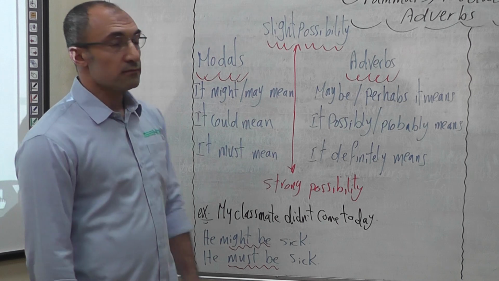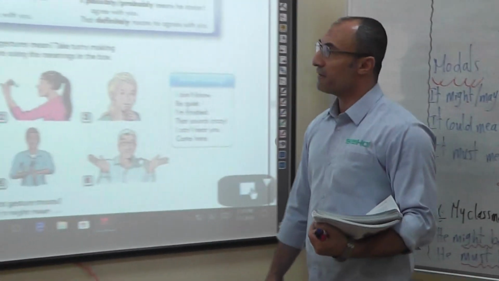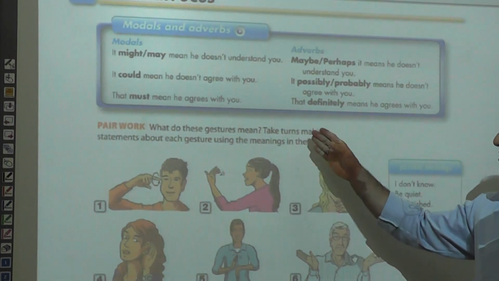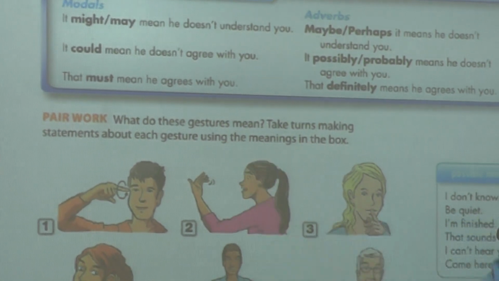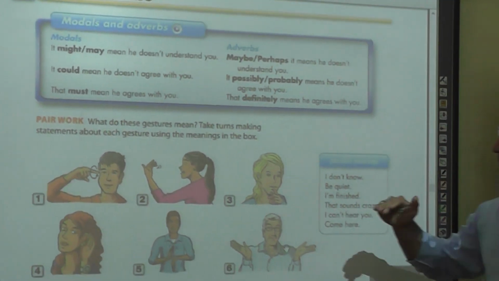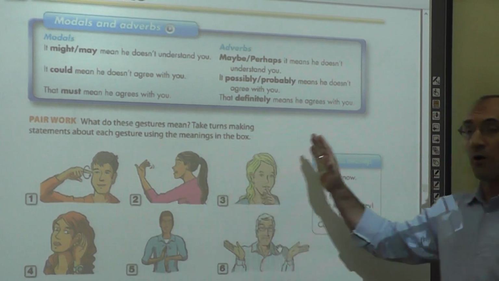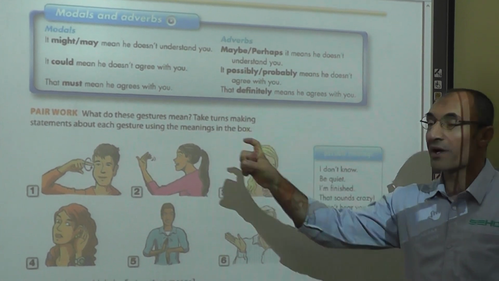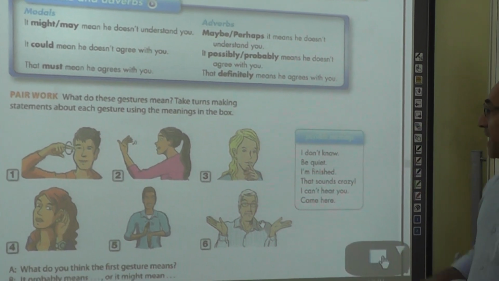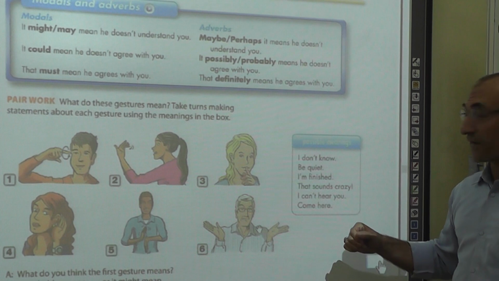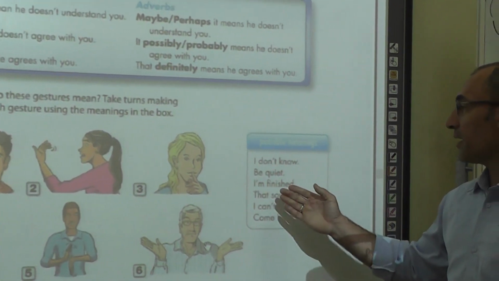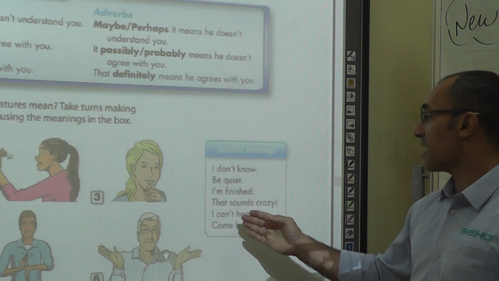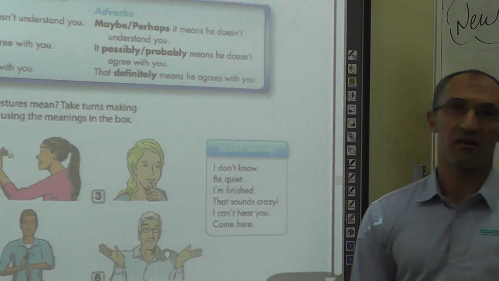Okay? So, on the smart board, we have an exercise. The rubric for our exercise says: What do these gestures mean? Take turns, make statements about each gesture using the meanings in the box. Okay, before going through our exercise, on the right hand we have some expressions that we might use to express what's happening in each gesture. As for the first expression, I don't know. For the second one, be quiet. For the third one, I'm finished. For the fourth one, that sounds crazy. For the one before the last, I can't hear you. Then I have come here.